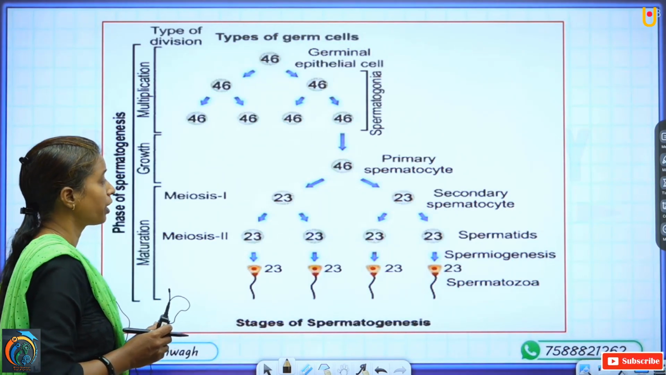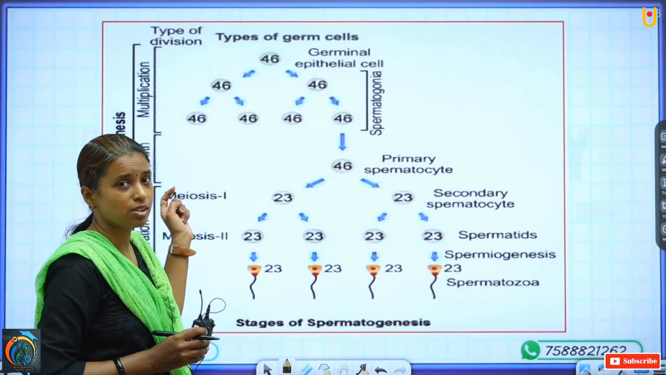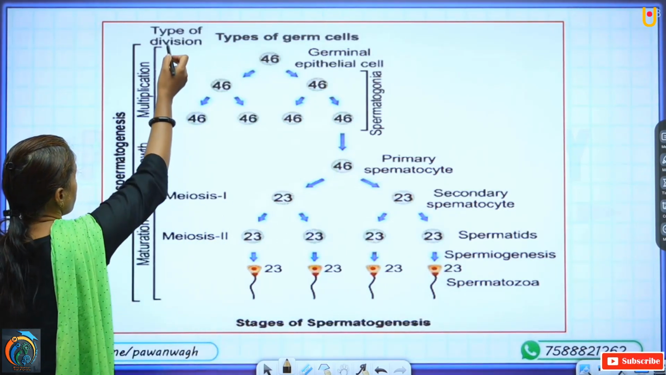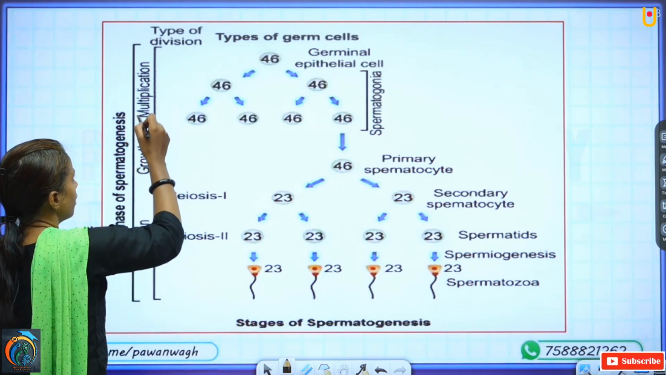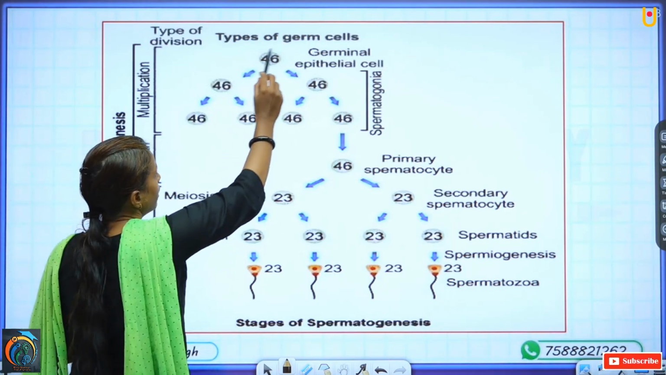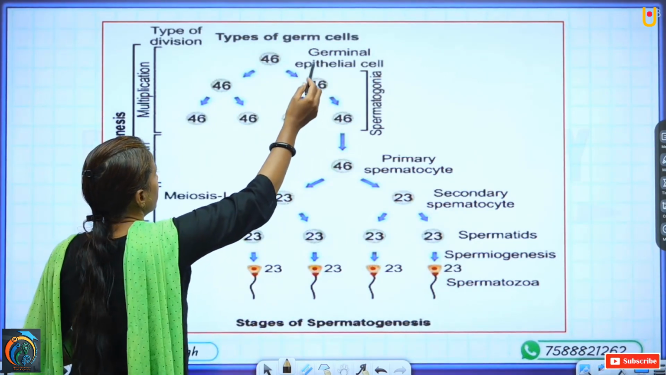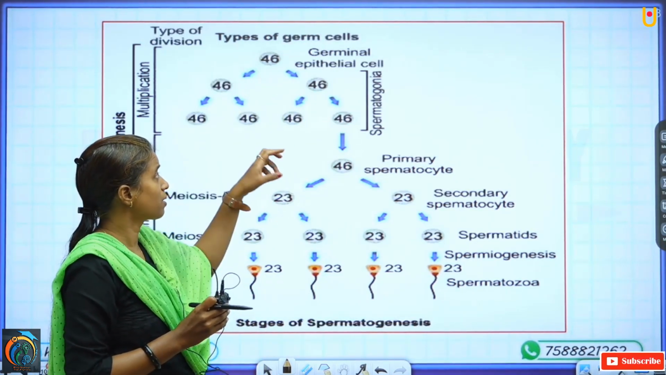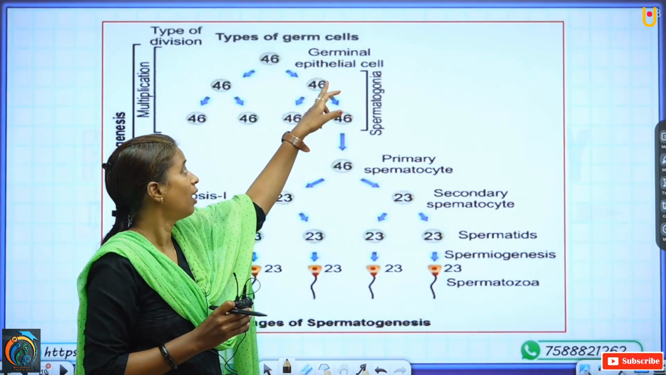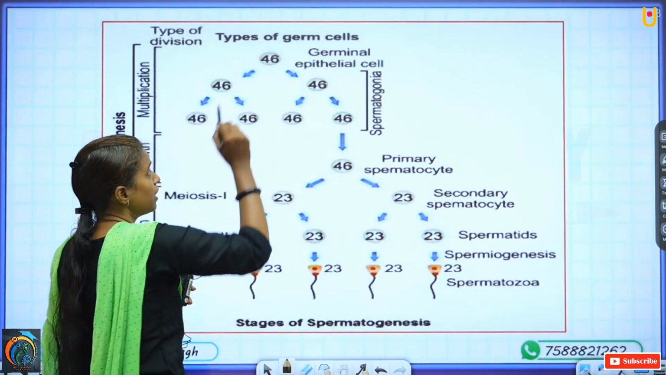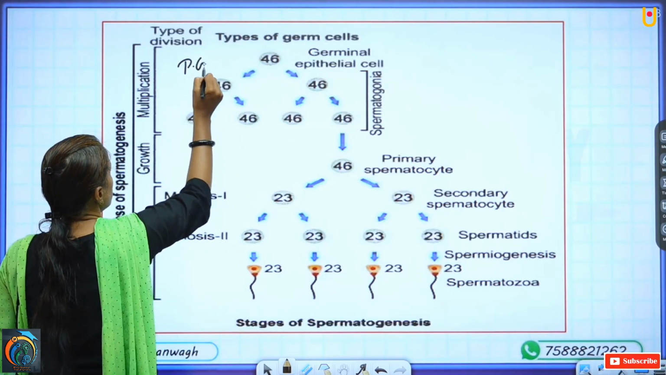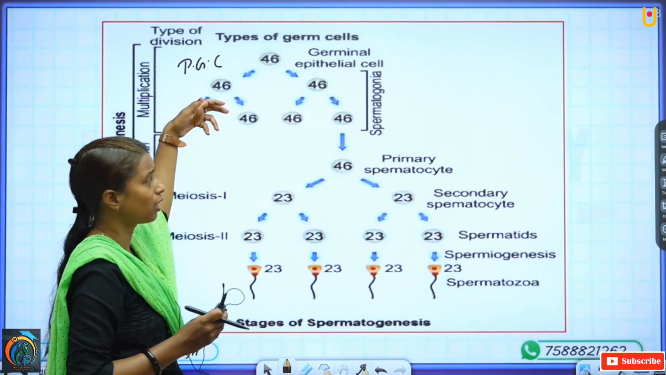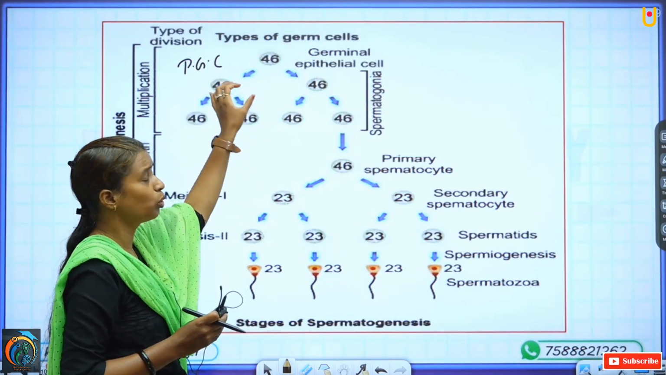Now, see here, whatever we have seen in the 3 phases of spermatogenesis is represented here in diagrammatic form. Here the types of divisions are told, the phases, and these are the types of germ cells. First of all, where is the process going on? This process of spermatogenesis is going on near the testes, inside the germinal epithelium cell. In this germinal epithelium cell, the first initial stage was the primordial germ cell. After that the primordial germ cells get multiplied, and at that stage they are undergoing mitotic division.